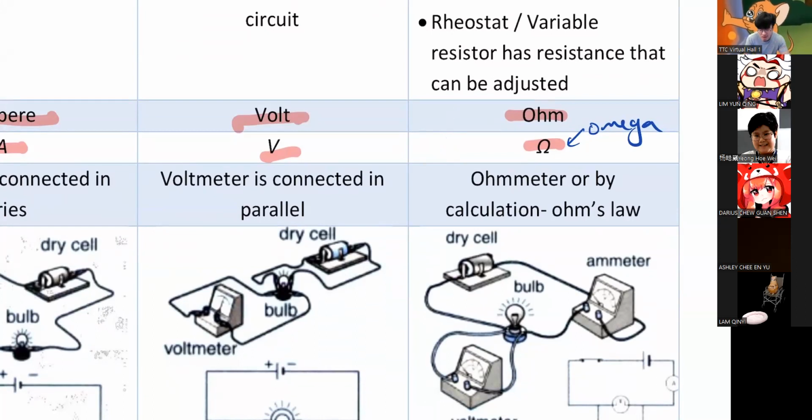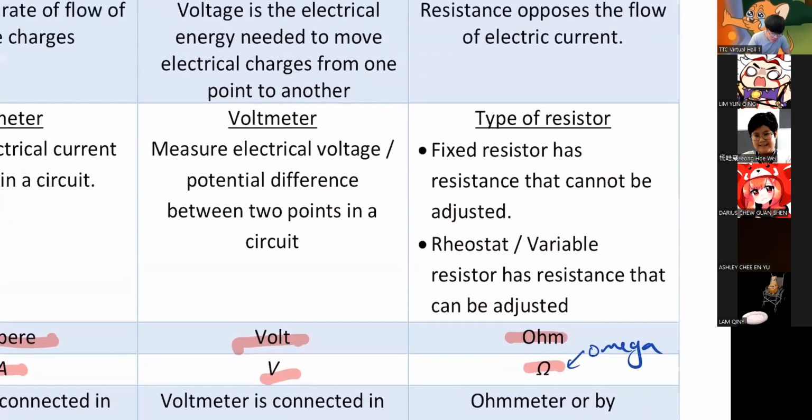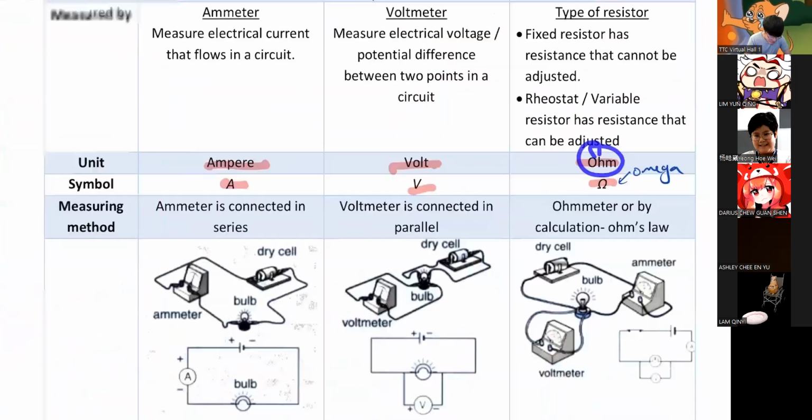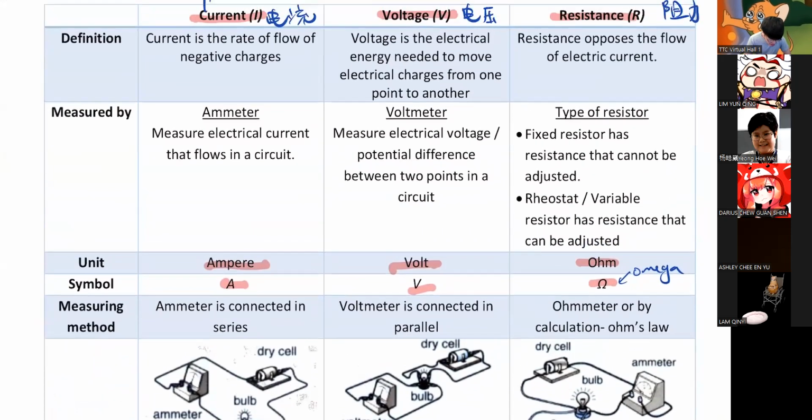Okay, and then we have epsilon, all the funny letters you see in maths lah. Sigma, I think it's called sigma, and then we have rho. So all these are Greek alphabets lah. So for resistance, we use omega. Okay, and we don't say omega, we say ohm. All right, so this is what you need to know.